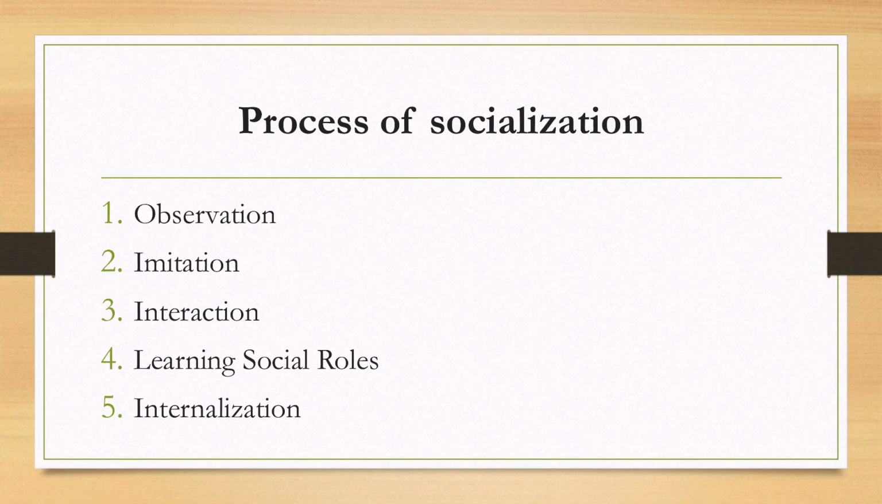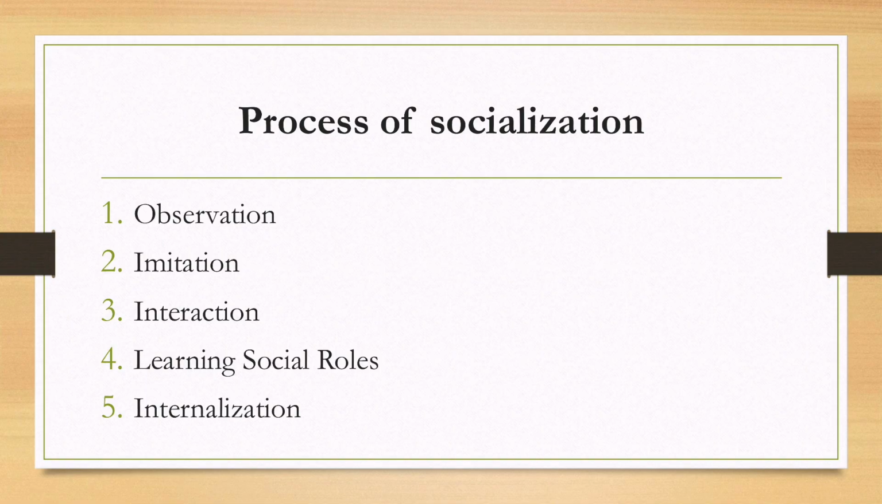Now we will move to the process of socialization. If you want to do any work, there will be a process. If you want to cook, there will be a process. Like that, socialization also has a process. The first process is observation. People learn by watching others' behavior, actions and interactions. For example, a child watches the parents greeting others politely. So it is the first process of socialization, that is observation. The next one is imitation. After observing, individuals copy or imitate the behavior of others. For example, children imitate the language and habits of elders.